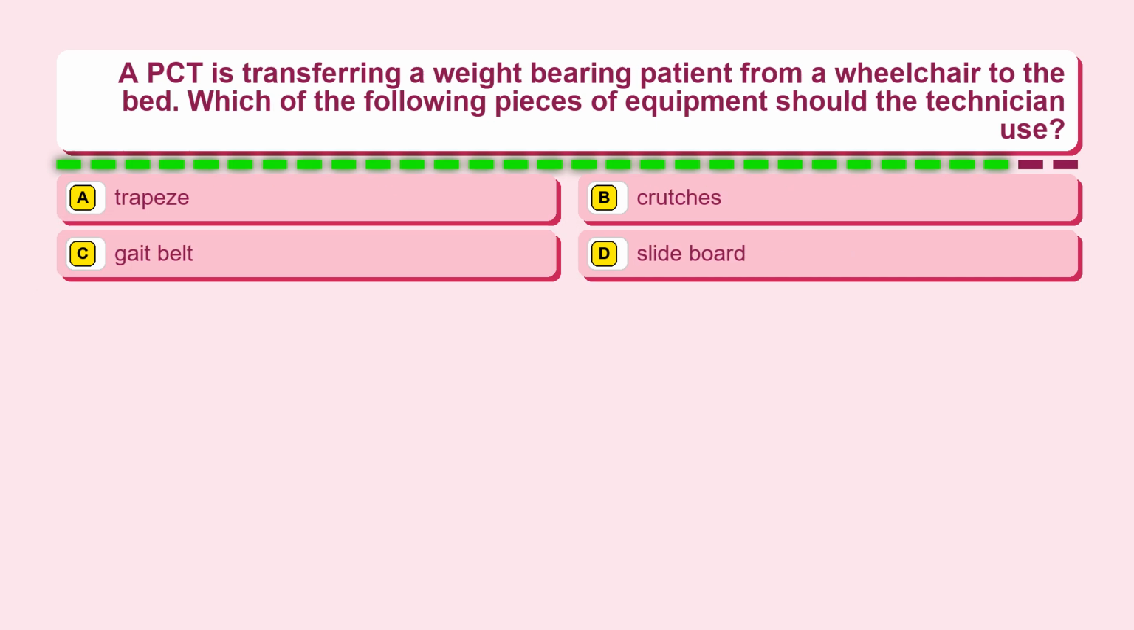Question 74. A PCT is transferring a weight-bearing patient from a wheelchair to the bed. Which of the following pieces of equipment should the technician use? Option A, trapeze. Option B, crutches. Option C, gait belt. Option D, slide board.